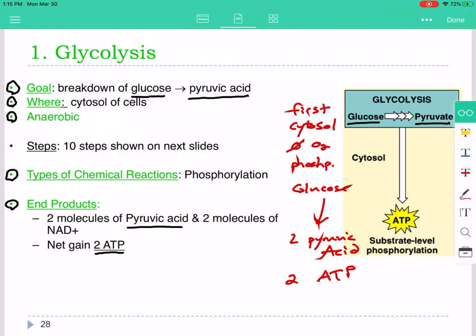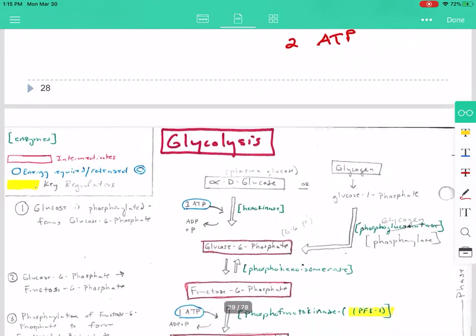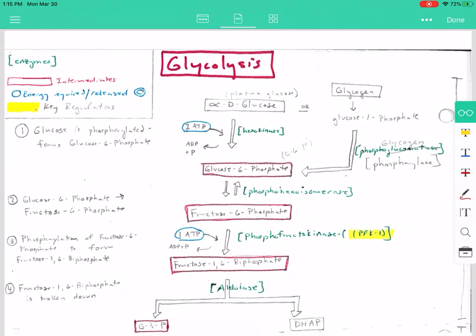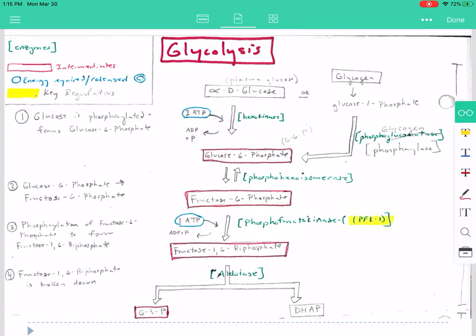Boom. If you memorize those things, you will be able to answer any question I can ask you about glycolysis. Series of chemical reactions that happen first, occurs in the cytosol, does not require oxygen, involves phosphorylation chemical reactions, and what's really happening, we're converting glucose into, per 1 glucose, we form 2 pyruvic acid molecules, and we get 2 ATP. That's it.